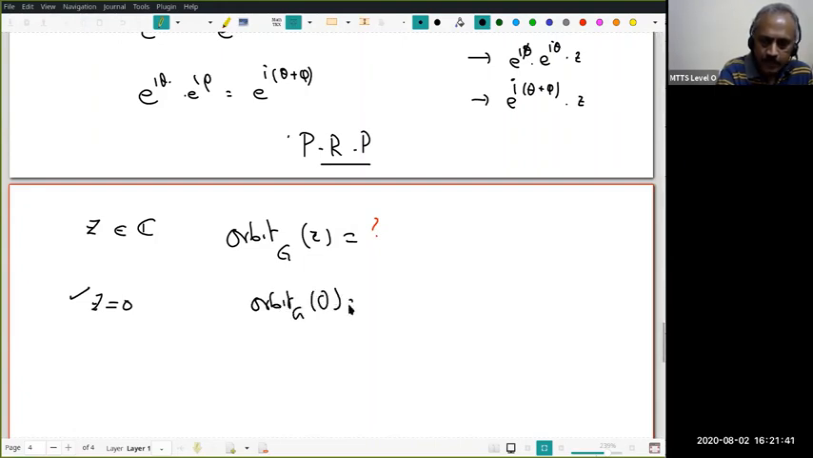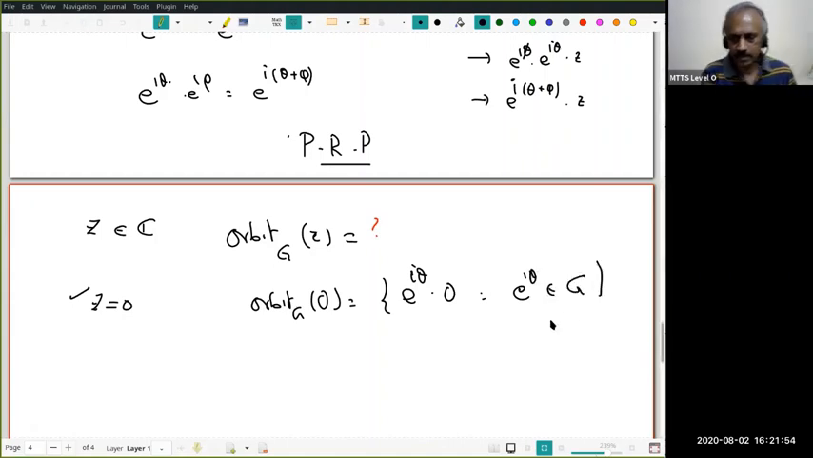Orbit of 0. It is the collection of all e^{iθ} times 0, as e^{iθ}, which is the same as saying θ varies over ℝ. This is 0. So what is the orbit of the singleton? Orbit of 0? It is the singleton {0}, the element itself.